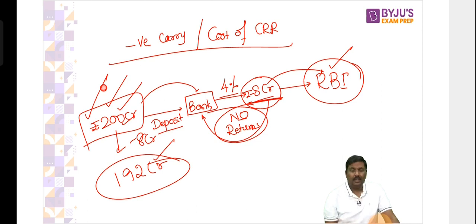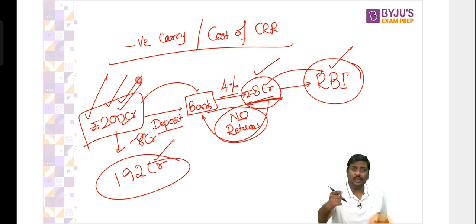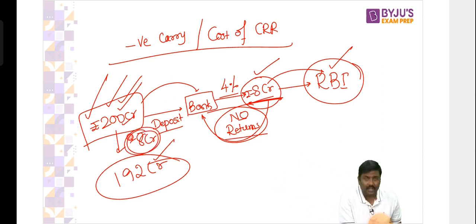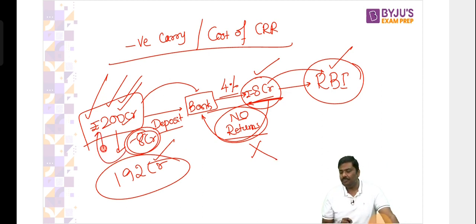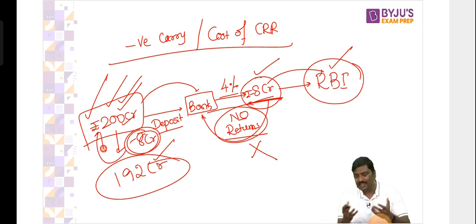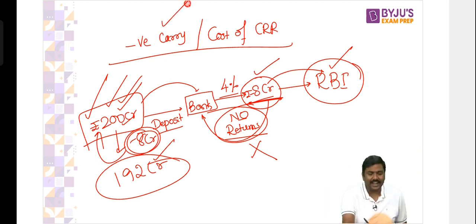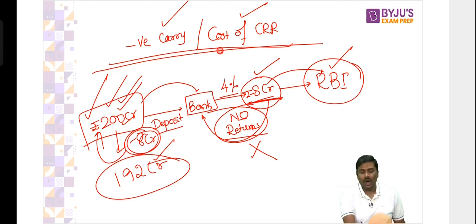So look at this carefully. Statement 1, I've kept 8 crore and I do not earn any interest. Statement 2, but I will pay interest to you on the full 200 crore, not on 192 crore. Which means on this 8 crore, I do not earn any interest, but I pay interest to you. Any doubts? Let me know. On this 8 crore, I don't earn any interest, but I give you interest. That is negative carry on the CRR, or cost of CRR.